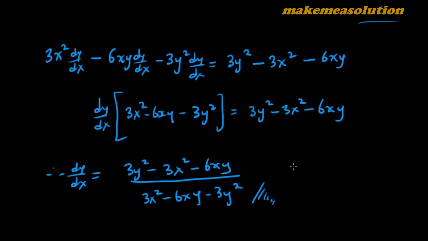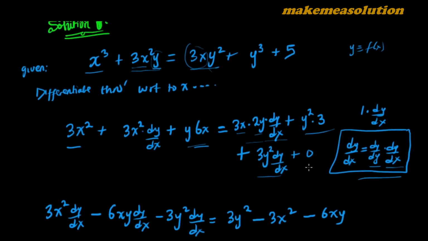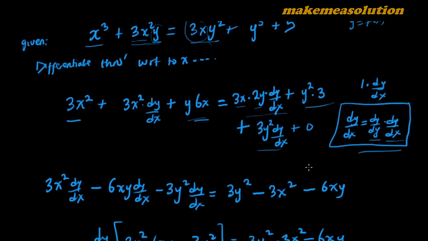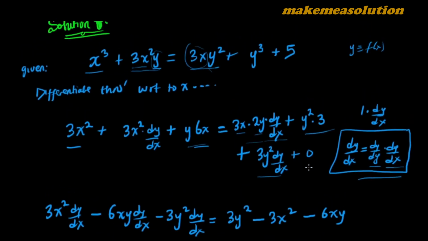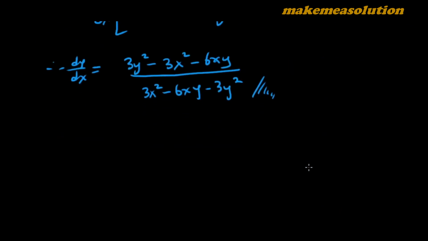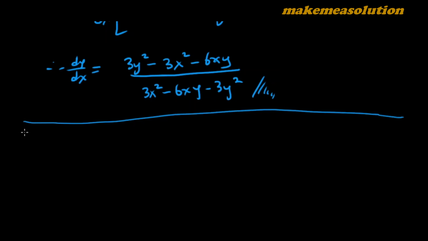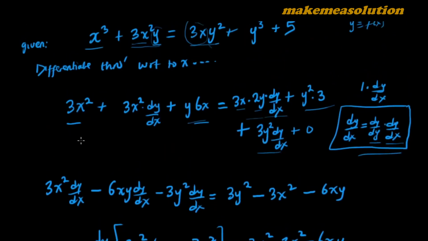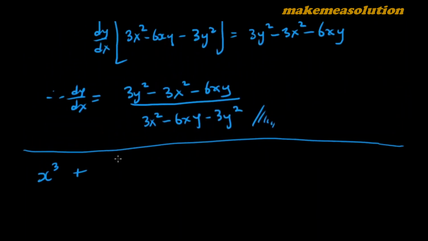So you may now be asking yourself, is this the ideal method to get dy dx given this particular equation, or is there some simpler method that we can use to get dy dx? Yes, there is a simpler method. So take note of this answer over here. The question is x cubed plus 3x squared y is equal to 3xy squared plus y cubed plus 5.